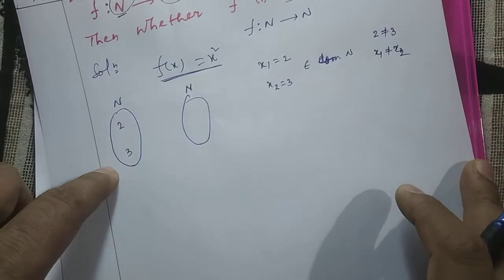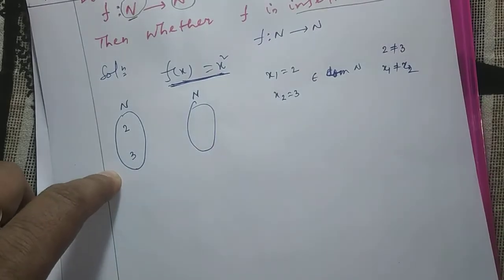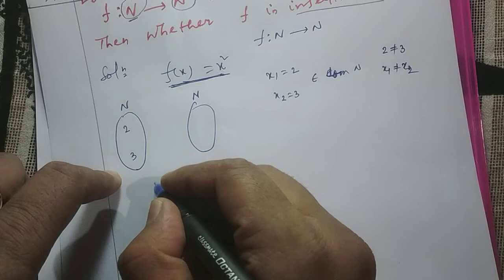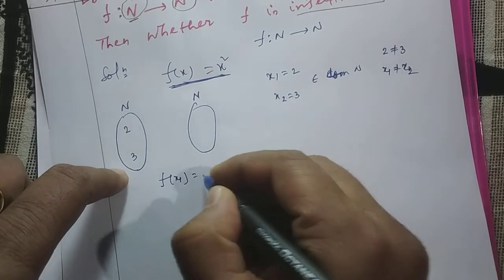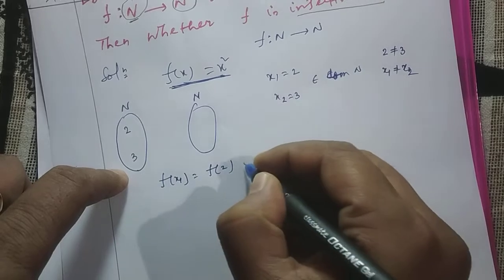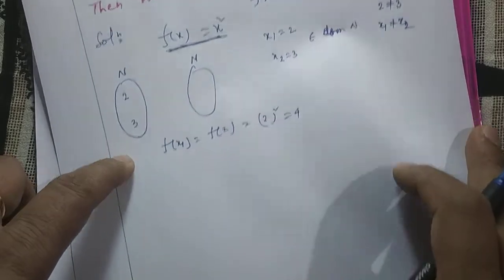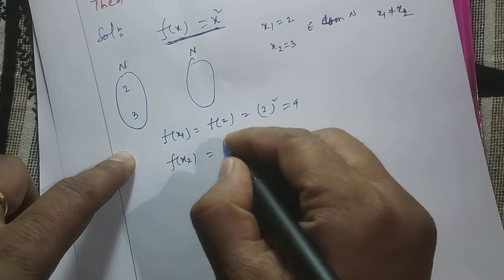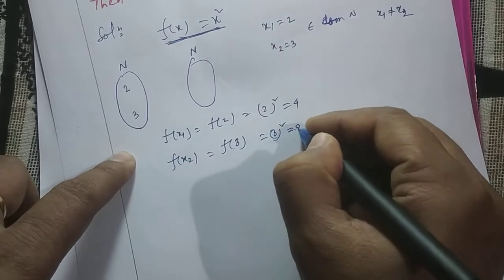It is clear. Now look at the definition of the function. How is it defined? f(x) is equal to x square. Since f(x) is equal to x square, you can say f(x1), that means f(2), will be 2 square equal to 4. Can I say or not? Similarly, f(x2), x2 means 3, will be 3 square equal to 9.